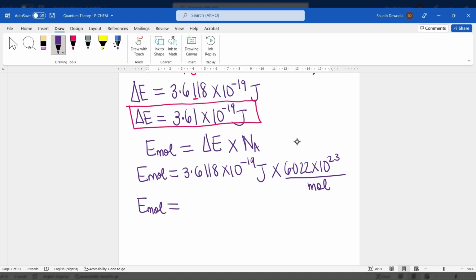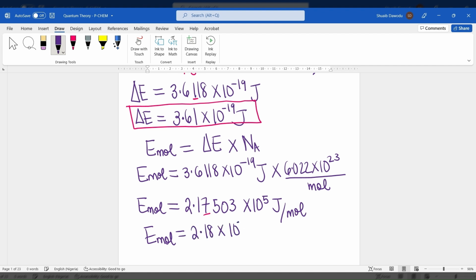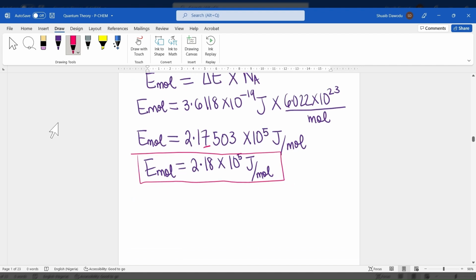You end up getting 2.17503 times 10 raised to the power of 5 joule per mole. So we're going to put this in the proper number of sig figs, which is basically 3 sig figs. So E sub mole is going to equal 2.18 times 10 raised to the power of 5 joule per mole. So that's basically the answer here. So yeah, that's the answer for this one.